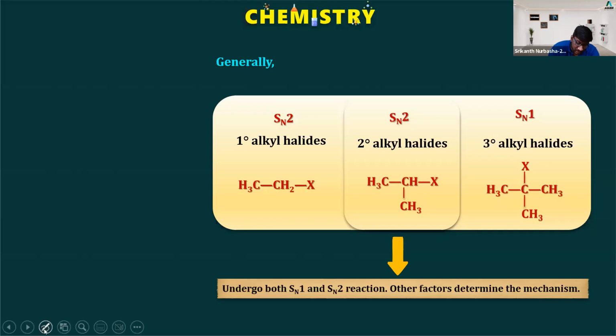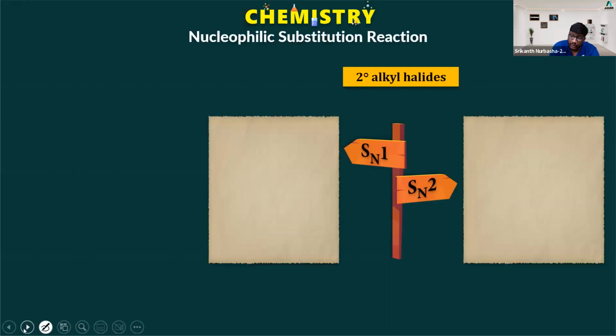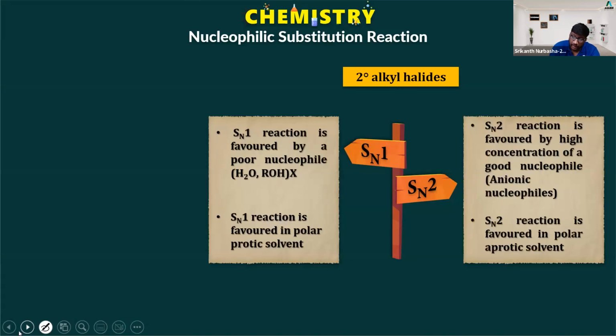Other factors determine the mechanism. What are the other factors? Solvent, mainly solvent. That decides when a secondary alkyl halide will undergo SN2 and when it will undergo SN1. The SN1 reaction is favored by a poor nucleophile. Poor nucleophiles are only these, water and alcohol. Why? Because the rate of SN1 is independent of the concentration of the nucleophile.